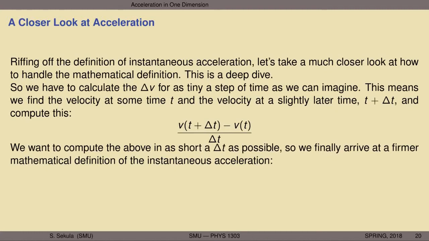Now, what we want to do is to compute that ratio in as short a delta t as possible. So we finally arrive at a firmer mathematical definition of the instantaneous acceleration. We are now going to take the limit as delta t goes to 0, and we're going to define the limit of this ratio as instantaneous acceleration, or simply acceleration. So whereas before we had the limit of delta t goes to 0 of delta v over delta t, now we see what the structure of that delta v is. That structure has been revealed to us by making this thought experiment, where we think about what it means to measure velocity at a slightly earlier time, t, and a slightly later time, t plus delta t.